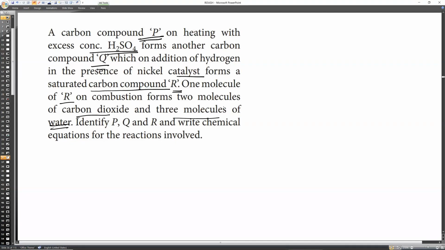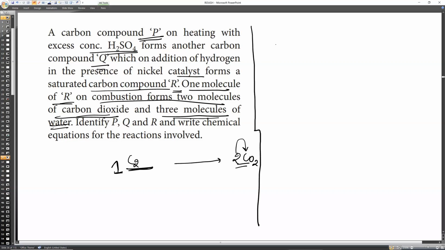So what is the role of this one? One molecule of R on combustion gives 2 molecules of carbon dioxide and 3 molecules of water. What does it mean? 2 molecules of carbon dioxide means that when one mole of this hydrocarbon is burned, it gives you 2 moles of carbon dioxide. So the total carbon here will be 2 carbon. In this compound we should have 2 carbon, whatever it will be when it burns. When you keep 1 mole here, it will give you 2 moles of carbon dioxide. Got it?